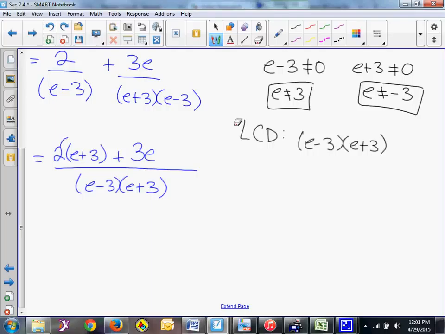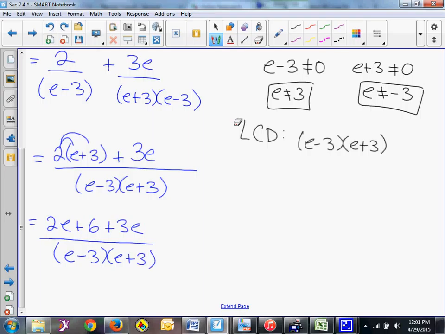So 2 times e is 2e, and then plus 2 times 3 is 6, and then plus 3e all over my denominator, which is e plus 3, e minus 3. I said it in one order and wrote another. It's okay. And then I'm going to combine like terms. So 2e plus 3e, well, this is 5e plus 6 over e minus 3, e plus 3. If I could, I would check my numerator to see if I could factor a number out of 5 and 6, but I can't. So I just leave that.